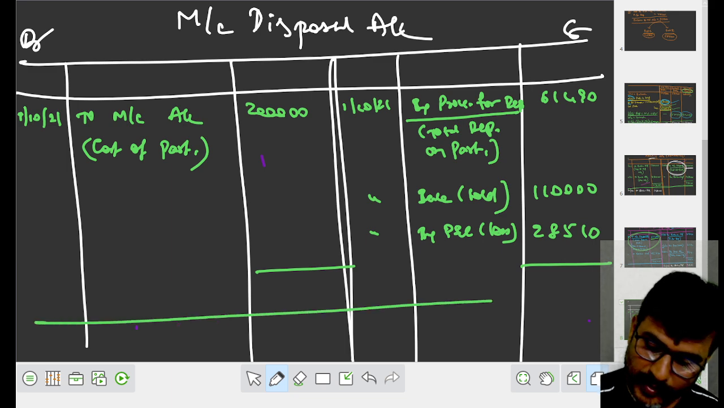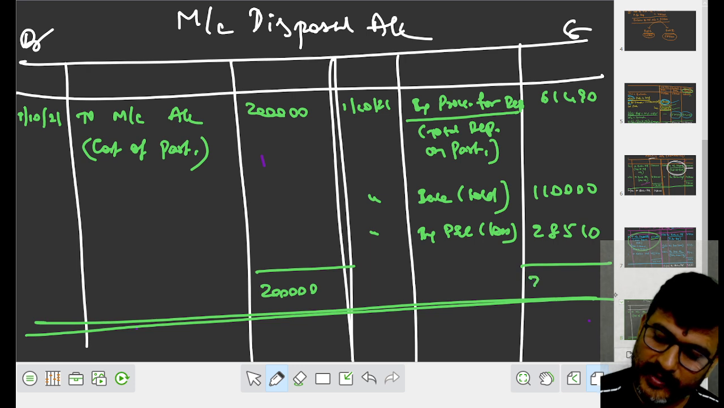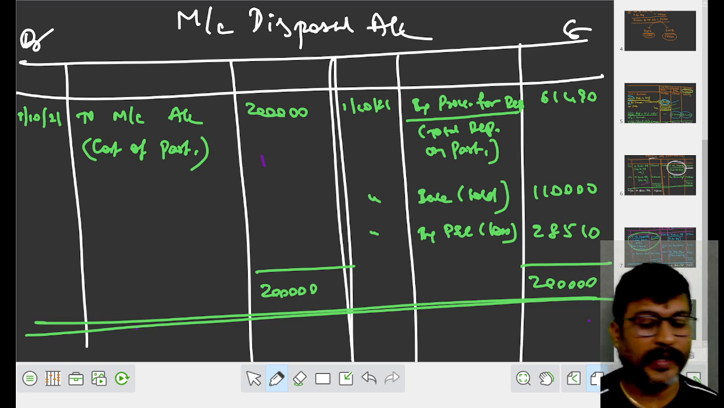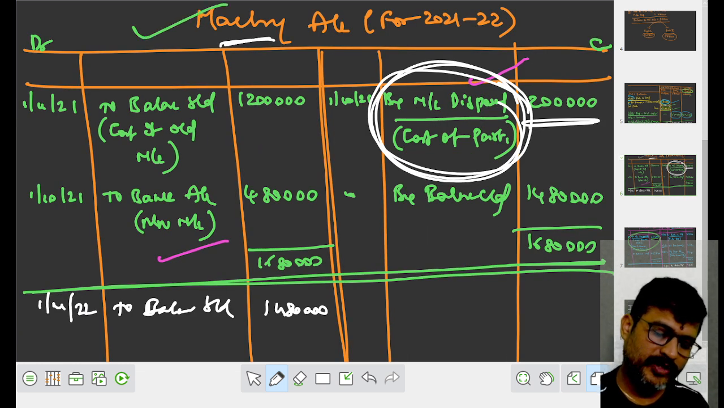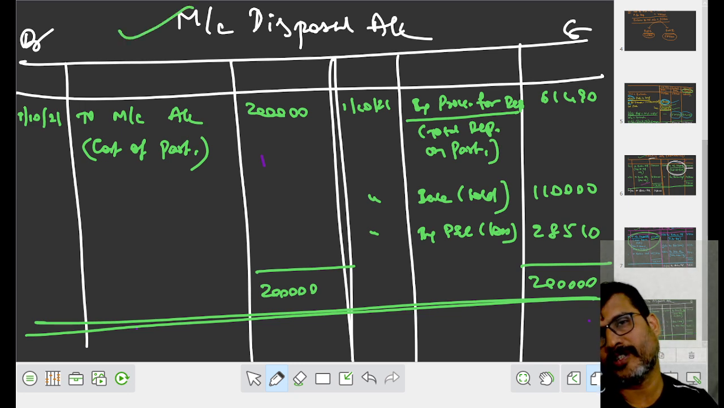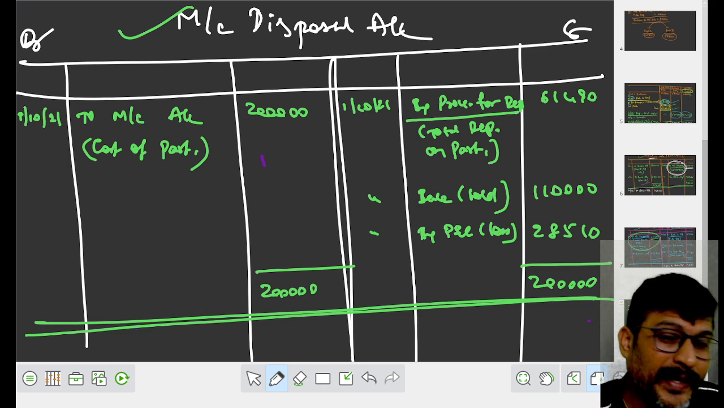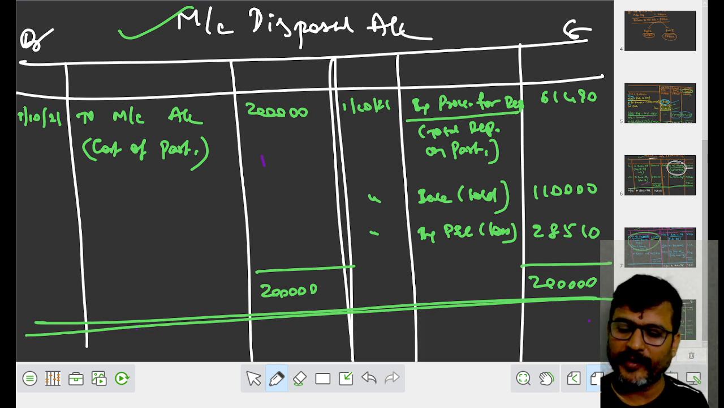Now you close. See whether it agrees. Yes, it agrees with an amount of rupees 2 lakh. Did you understand, my dear students? This is how we have to prepare the 3 ledgers. What are they? Machinery account, provision for depreciation account, and machinery disposal account. Especially the depreciation problem seems to be difficult when there is a balance of the old machine. There we have to give a lot of concentration. I hope you got it.